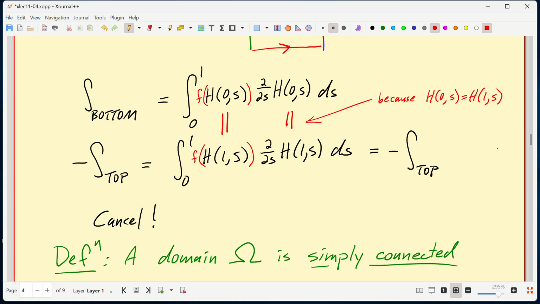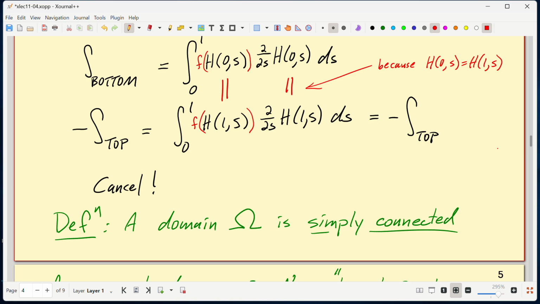And when I add up all those little rectangles, I get 0. And so that's going to give me left equals integral around right, because it's actually right plus minus left is 0. So that's the proof of that.